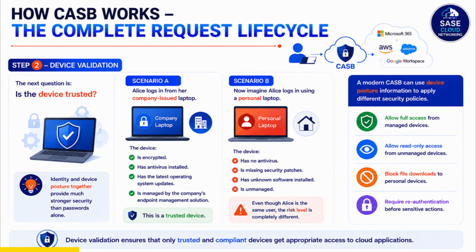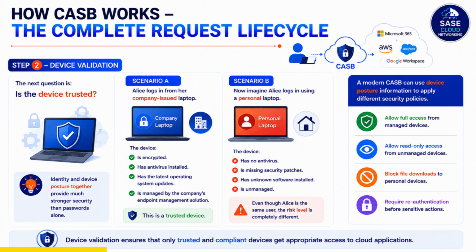Step 2. Device validation. The next question is, is the device trusted? Imagine two scenarios. Scenario A. Alice logs in from her company-issued laptop. The device is encrypted, has antivirus installed, has the latest operating system updates, and is managed by the company's endpoint management solution. This is a trusted device. Scenario B. Now imagine Alice logs in using a personal laptop. The device has no antivirus, is missing security patches, has unknown software installed, and is unmanaged. Even though Alice is the same user, the risk level is completely different.